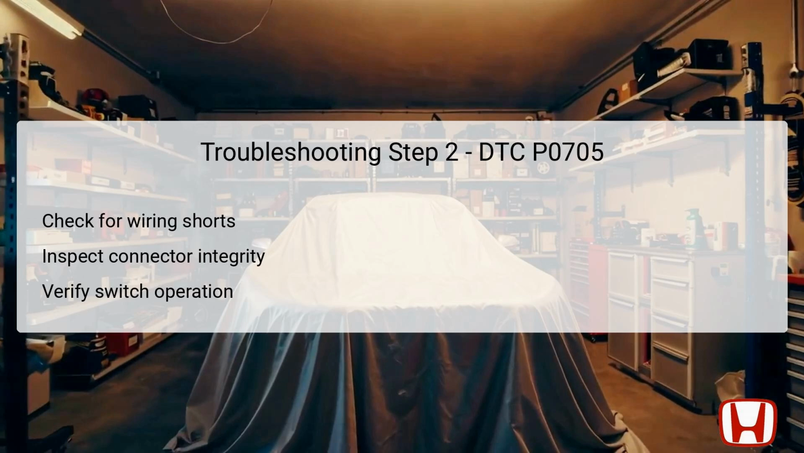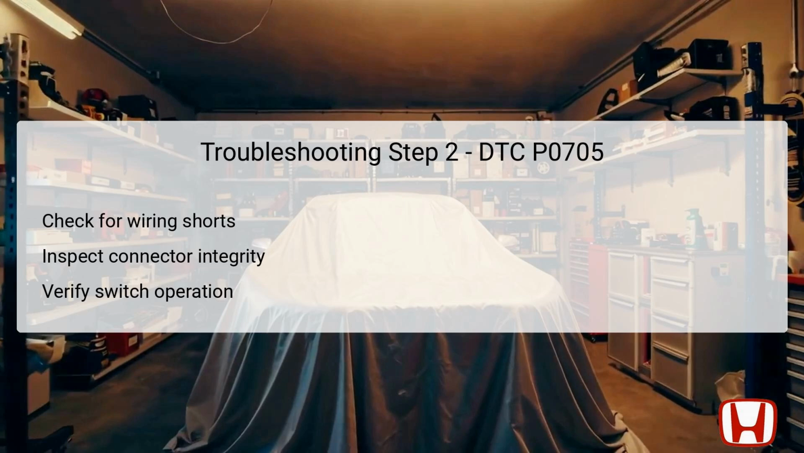The second troubleshooting step requires thorough inspections of the wiring leading to the transmission range switch. You should check for any signs of shorts to ground, which could be causing incorrect signals to be transmitted to the PCM. Additionally, it is essential to inspect the integrity of the connectors associated with the switch for corrosion, tightness, or physical damage that could affect connectivity. This inspection will help rule out wiring issues before progressing further.